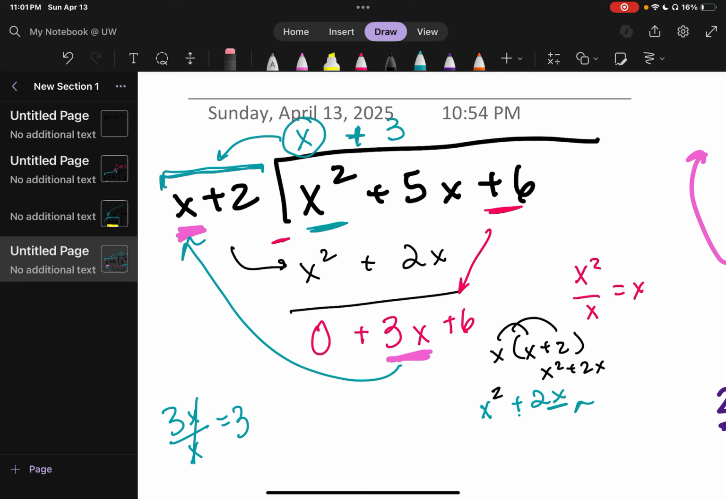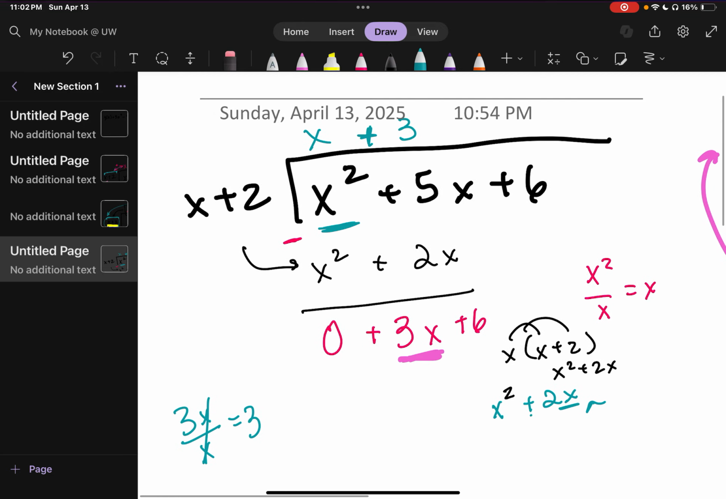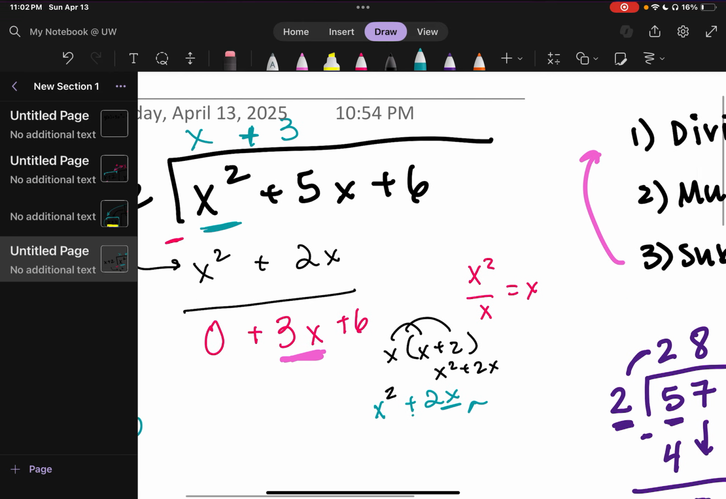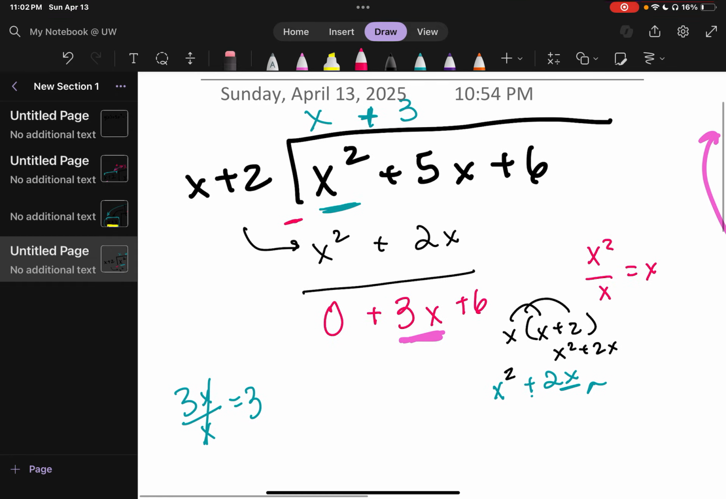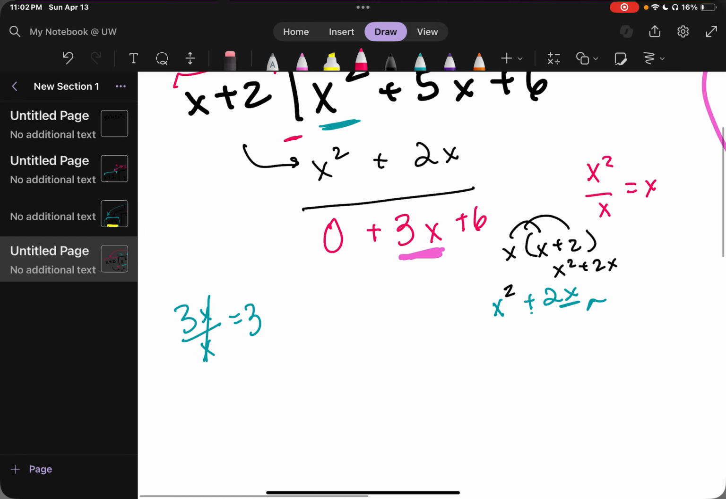So we're going to do a plus 3 right here. Now what do we do? Let's erase some of these arrows so it's less confusing. Okay. Now, what did we do? We just divided, right? So now we got to multiply. So multiply this 3 by the entire thing. So do 3 times x plus 2. What do you get? You get 3x plus 6.